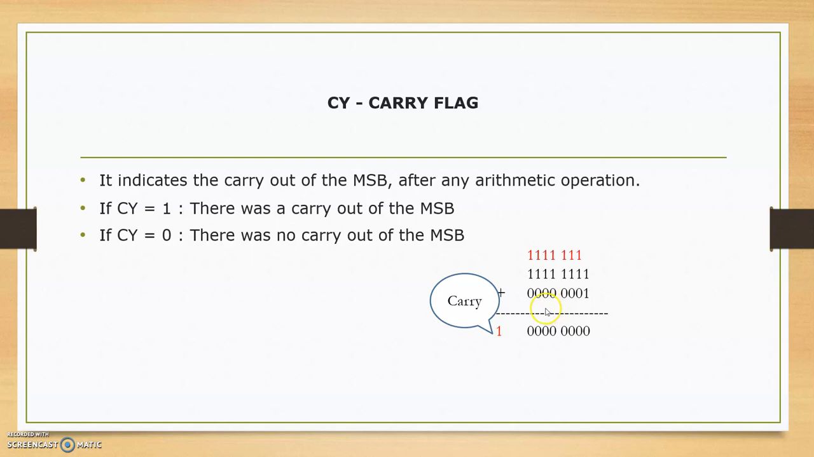If there is no carry out from the MSB, the carry flag will be reset. The carry flag will be 0. We are doing an 8-bit operation, so our result also will be 8-bit. This is the 0th bit and this is the 7th bit. If we are getting a carry out of the 7th bit, that is the carry out of the MSB, then the carry flag will be set. If there is no such carry, the carry flag will be 0 after the current ALU operation.